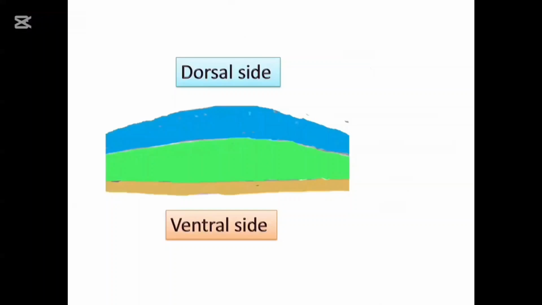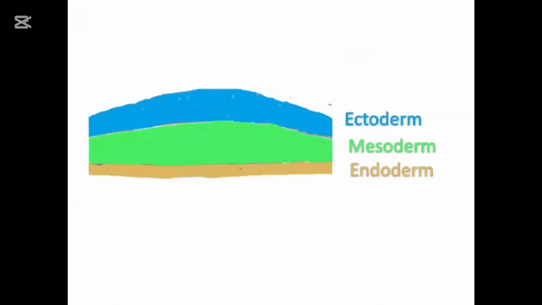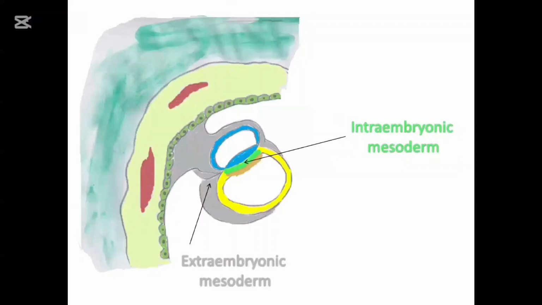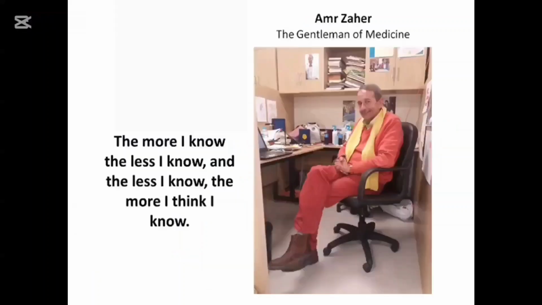Here is the trilaminar disc with dorsal and ventral side, ectoderm, endoderm with mesoderm in between. Here again, the trilaminar disc surrounded by amniotic cavity, chorionic cavity, secondary yolk sac, and the intraembryonic mesoderm is different from the extraembryonic mesoderm, as shown here in colors. So we'll come to the end of this brief lecture to meet another lecture from me.